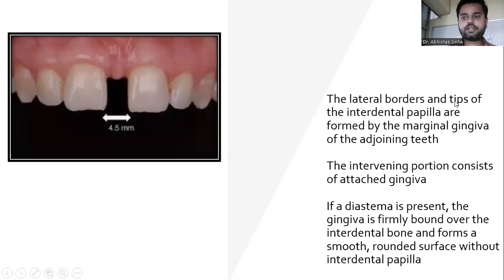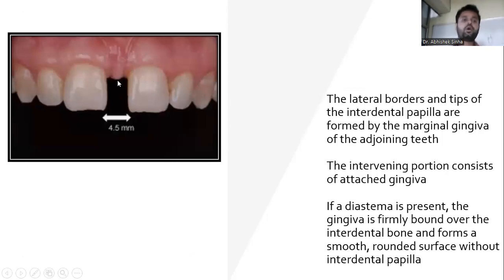Now, lateral borders and the tips of interdental papilla are formed by marginal gingiva of the adjoining teeth. Intervening portion consists of attached gingiva, and if a diastema is present, as in this case, gingiva is firmly bound over the interdental bone and forms a smooth, rounded surface without interdental papilla. So in this case, it is flat interdental papilla.